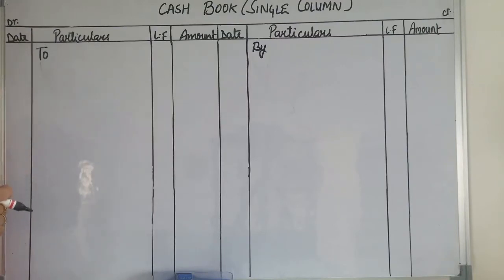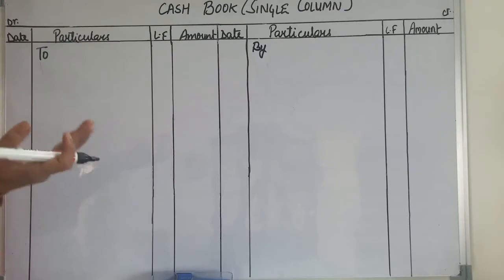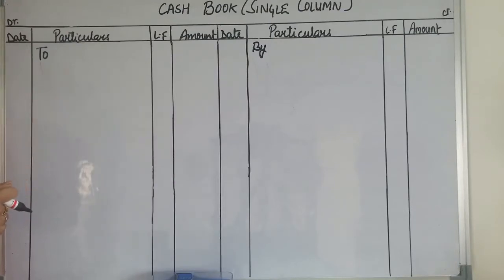Now, there are some important points which should be remembered while maintaining a cash book. And the first point is, cash account is a real account. So the rule of real account, that is debit what comes in and credit what goes out, will be applied while recording transactions in cash book. And second, if there is an opening balance of cash given in the question, then it will be recorded on the debit side of the cash book.